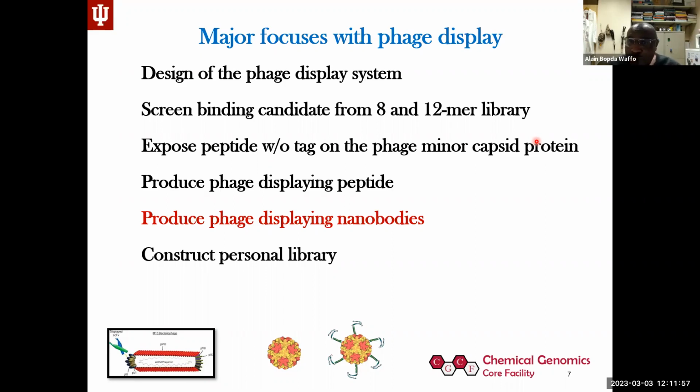I can use those probes, expose those probes, and then give you the pure phages. So we can produce then the phage display peptide. We can also produce phage display nanobody. At the same time, like we've constructed those libraries, we can construct your own library. If you want to have your own personal library, feel free, we can discuss and construct those for you.